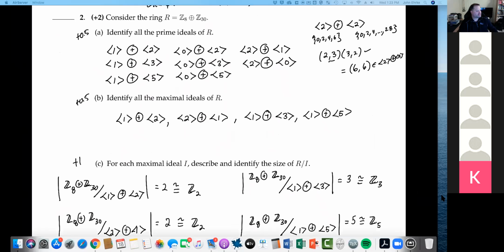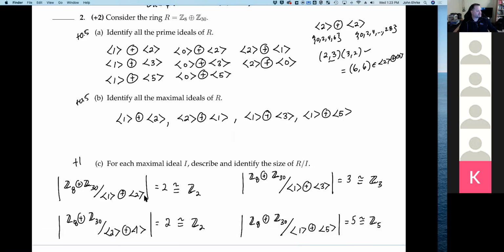So for each maximal ideal, define and identify the size. Basically, we're just going to mod out by this and see how many elements are in it. This one has, what, 240 elements. 1 generates all of Z8, so that's 8 elements. This generates half of Z30, so that's half of 30. So you literally get half as many here as here. So it's a total of 2 elements in that ring. So it's isomorphic to Z2. Same thing here, because you're just flipping it. So you're getting half of this ring back, all of this ring back. So all totaled, the ideal that generates it is half of the entire ring. So this has size 2 as well.